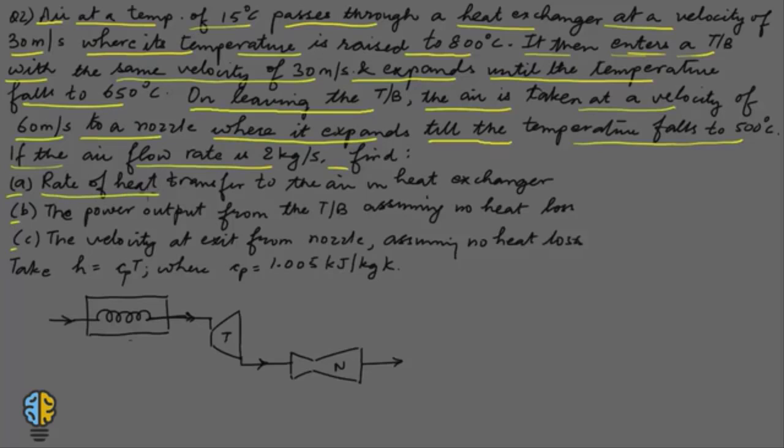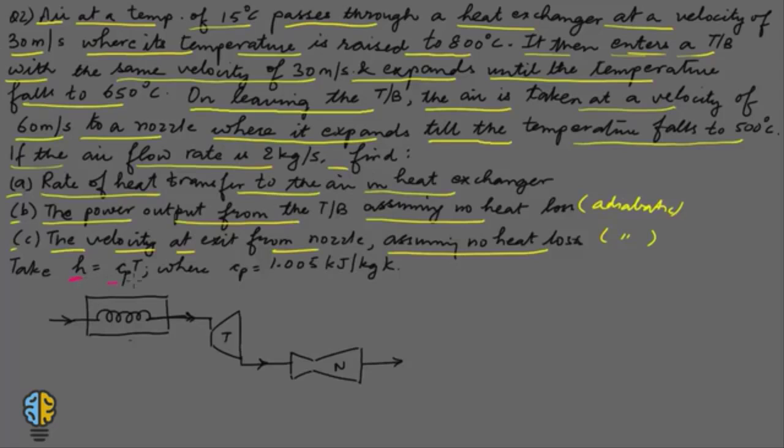The first is the rate of heat transfer to the air in the heat exchanger, the power output from the turbine assuming no heat loss, that is adiabatic, or the turbine is insulated. Next is the velocity at exit from the nozzle assuming no heat loss, again adiabatic conditions. Now we can use the value of enthalpy as CpT, where Cp is the specific heat at constant pressure, not volume. And the value of Cp for air is 1.005 kilojoule per kg Kelvin.